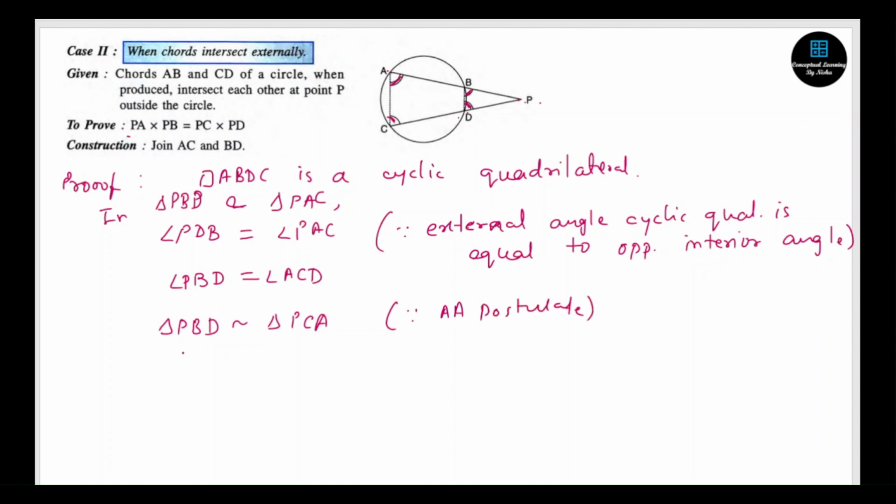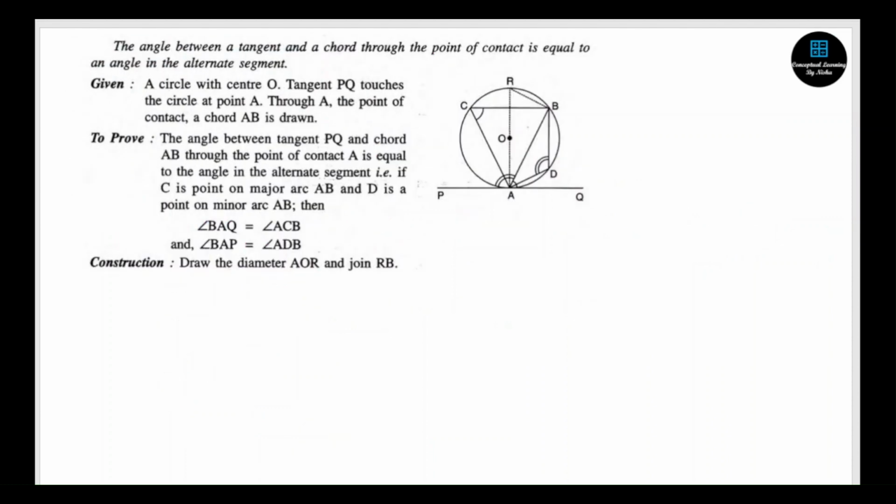Correct? And then what I can say now, take the ratios. I am interested in PB to PC equals, now I am interested in PD, so PD and PA. And now on cross multiplying them, what do we get? PA into PB equals PC into PD. Hence we proved it. Great. Alright. One more theorem.